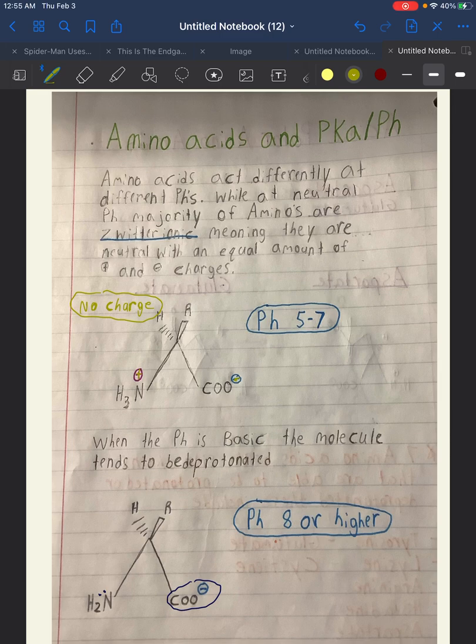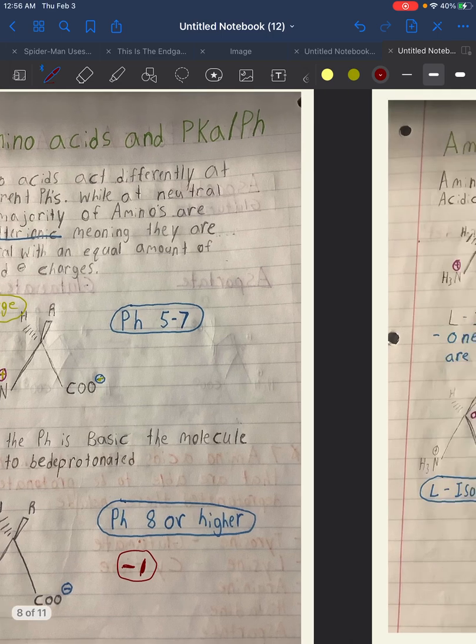So when you're in basic conditions, when the pH is higher than 8, the carboxylic acid here is deprotonated, and the amide group is also deprotonated, giving it an overall -1 charge on the molecule itself. So it's not zwitterionic anymore when it's in basic conditions.